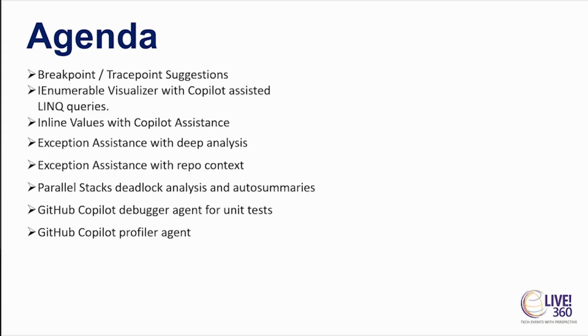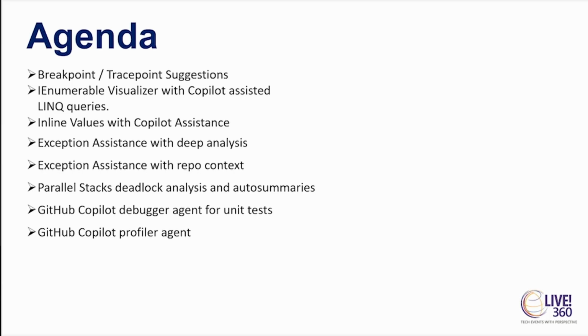We'll also see a demo on how you can figure out when you have a deadlock or a hang situation when you're working with multi-threaded programming. And then finally, I will show you a debugger agent, which will help you fix your failed test. And then we will also try to see a Copilot profiler agent to see how you can optimize the code, which unfortunately we couldn't see in the keynote due to the internet issue. So I'll try to show you how I use the profiler agent to make my code faster or optimized.